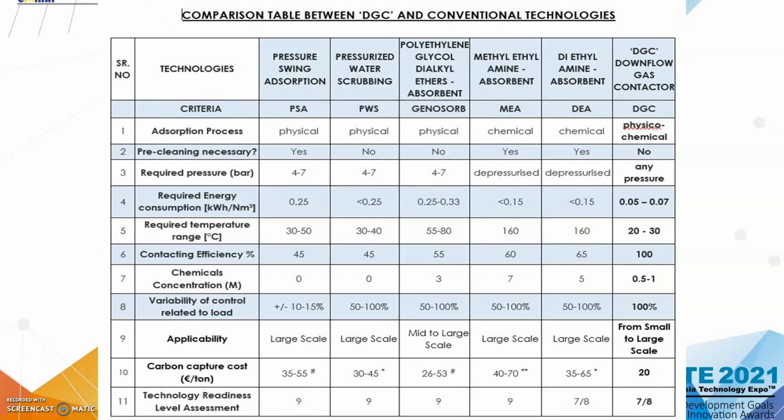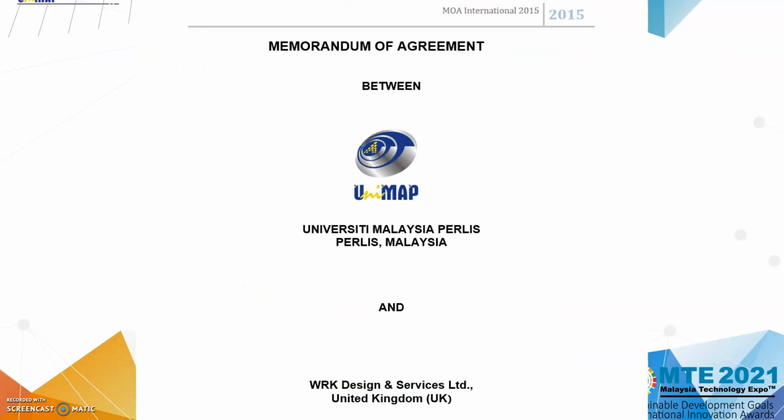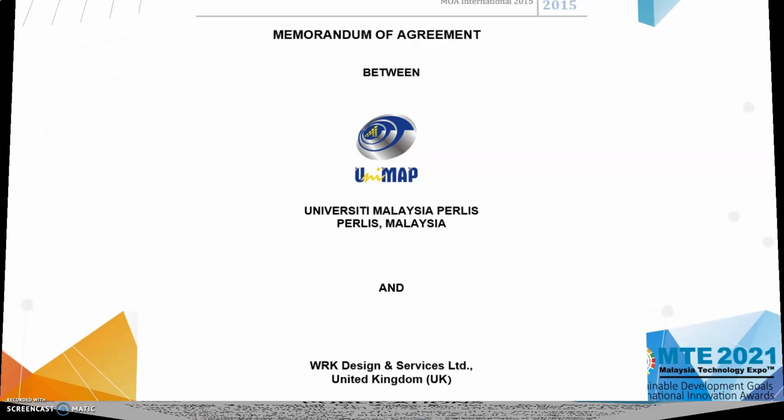This is a comparison table between DGC and conventional technologies, and it showed that DGC has most advantages as compared to conventional technologies. We have already obtained a patent granted with the title of apparatus and method for sequestering a gas for this invention. I also signed a Memorandum of Agreement, or MOA, between me and WRK Design and Services in 2015.